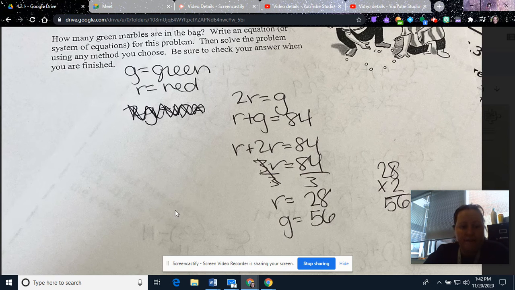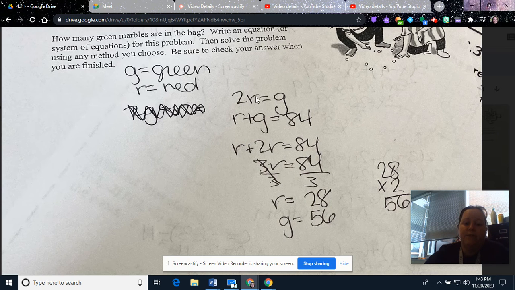So, first, let's find our let statements. I'm going to use G to be the number of green marbles and R to be the number of red marbles. So when we go back to the word problem, it says, since they like green marbles better than red, the bag has twice as many green as it does red. So what that means is that whatever your red number of marbles is, you're going to have to take that times 2 to get the number of green marbles. And then you know the grand total, R plus G, equals 84.